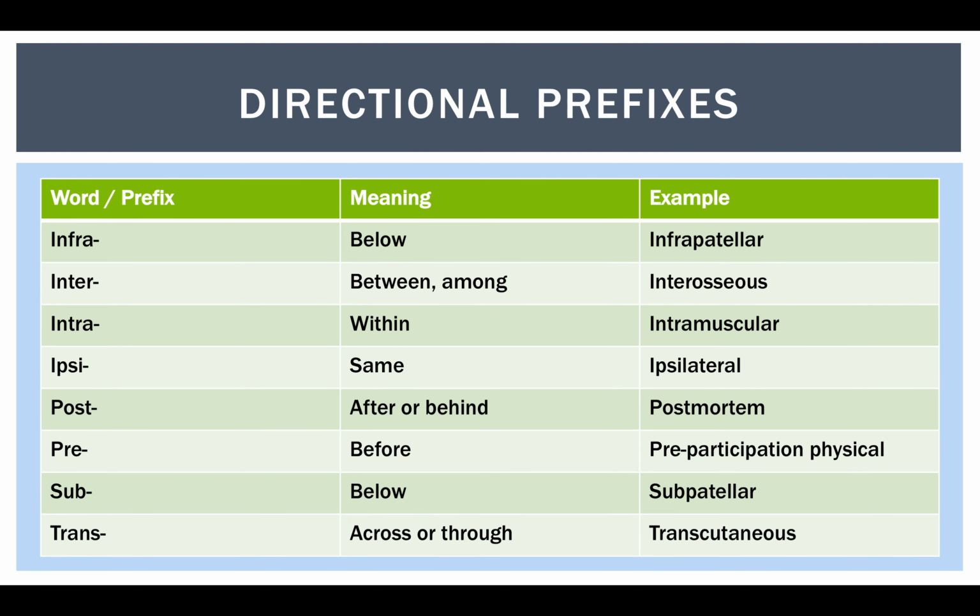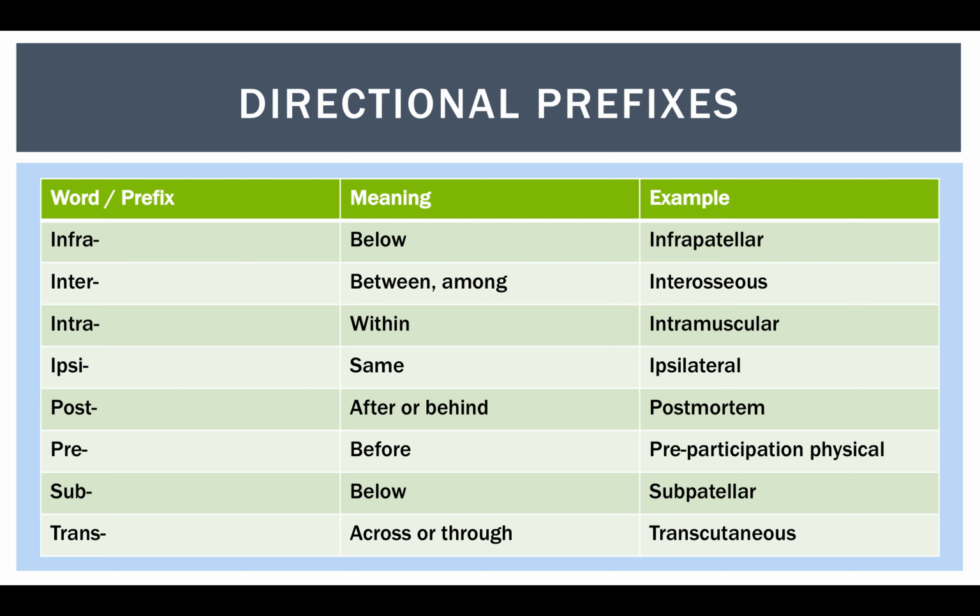Moving on to directional prefixes, we have a list of different prefixes, and they will tell us where something is in relation to something else, usually in relation to the root word. We'll start with infra. Infra means below. So something that is infrapatellar is below your patella or your kneecap.